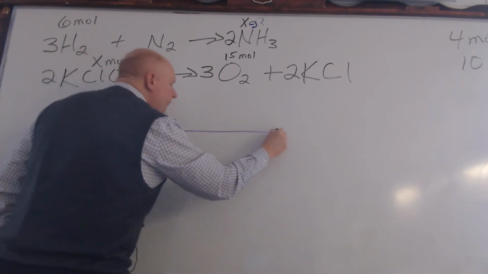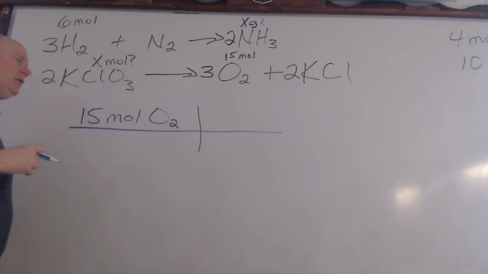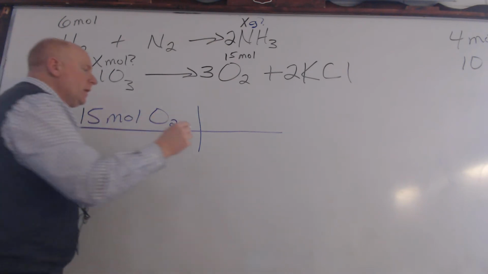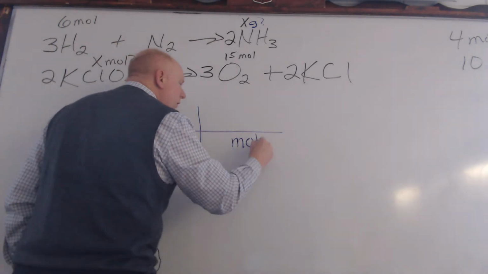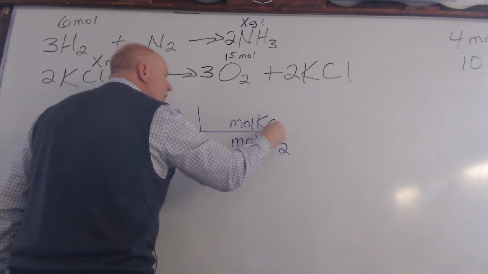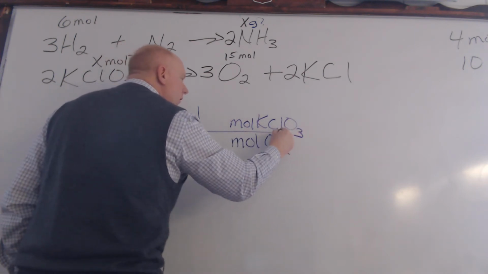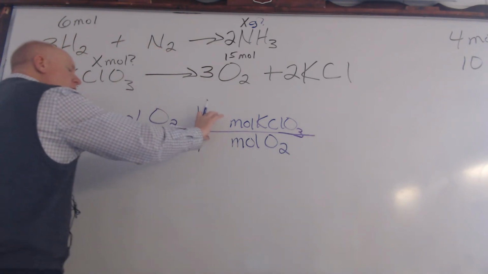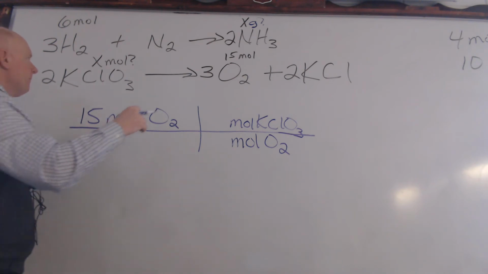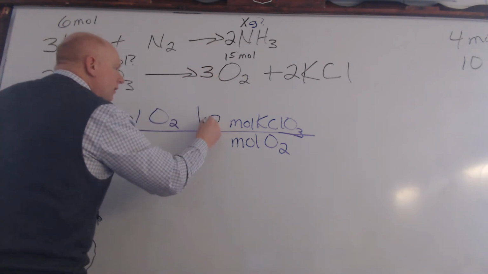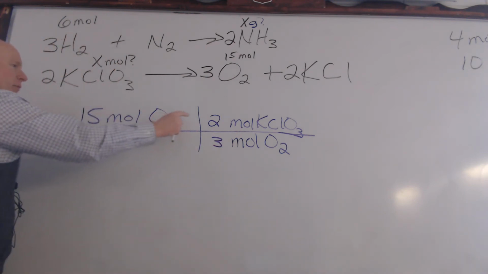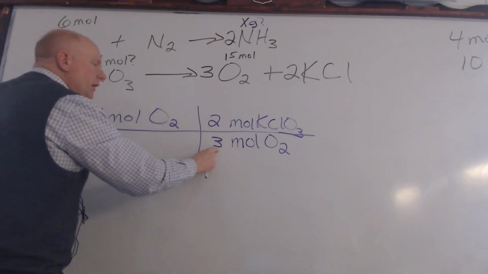Two-step problem. How do we cancel moles of oxygen on our second step? So for every mole of O2, we get a mole of potassium chlorate. We've got a mole ratio. We've got to go back to our chemical reaction. We've got to put a 2 here and a 3 there. 15 times 2 divided by 3, 10.